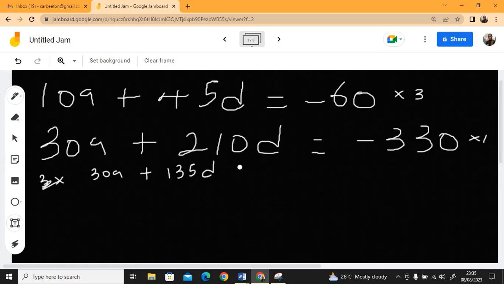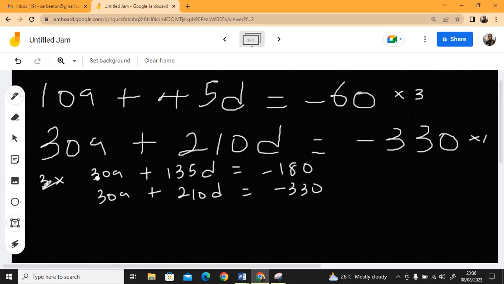135d equals 3 times minus 60, which is minus 180. Now the same thing at the bottom. When you see times 1, I will still give you the same thing. This is going to be 30a plus 210d equals minus 330.